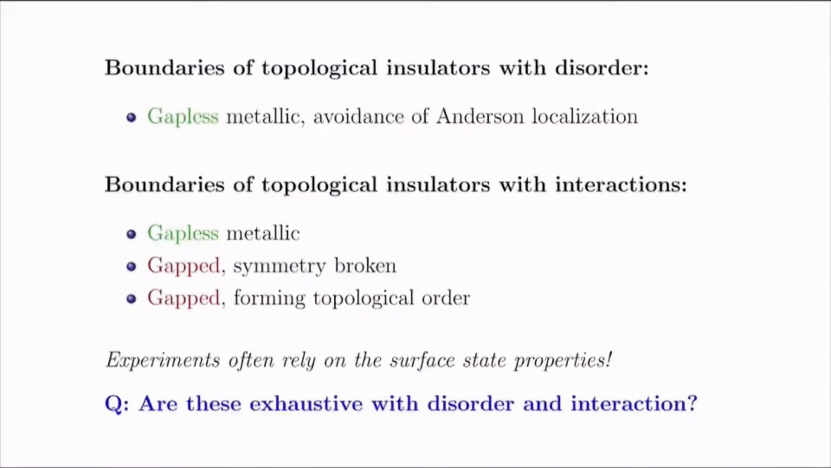Here I list the possibilities of the surfaces for the TI with only disorder or TI with only interactions. And I would like to ask, are these possibilities exhaustive in the presence of both disorder and interaction? This is a very important question because experiments often rely on the surface state properties.